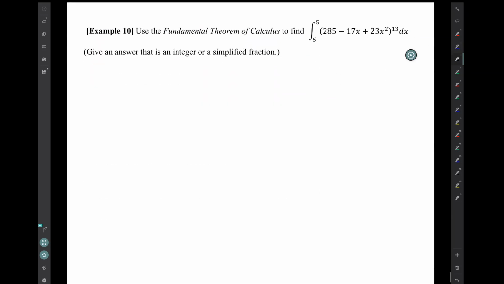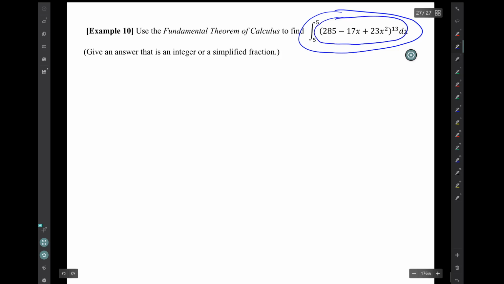Example number 10. Use the fundamental theorem of calculus to find this definite integral. Now that looks awful. Notice how messy the integrand is. We don't have any indefinite integral techniques that would let us integrate something that messy. But remember, we've actually seen this problem before, even before we learned about the fundamental theorem of calculus. The key is to note that the lower limit and the upper limit of integration are the same. So this is kind of a trick question. We don't really need the fundamental theorem of calculus.